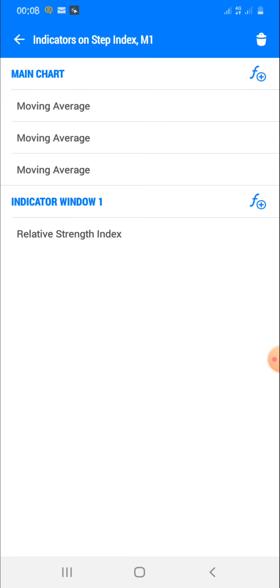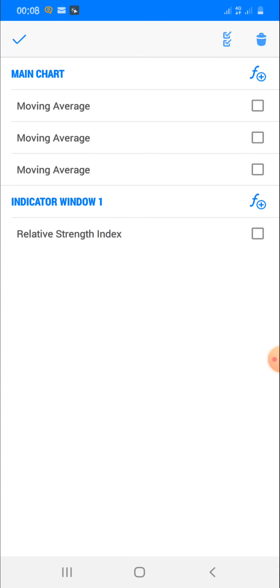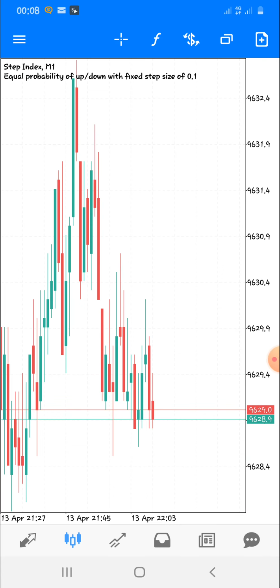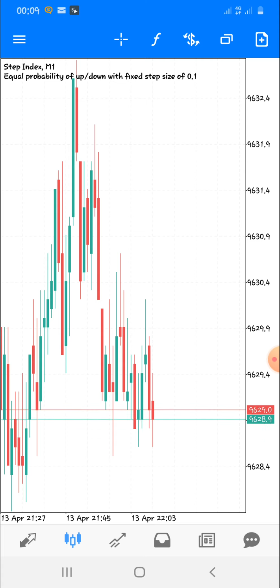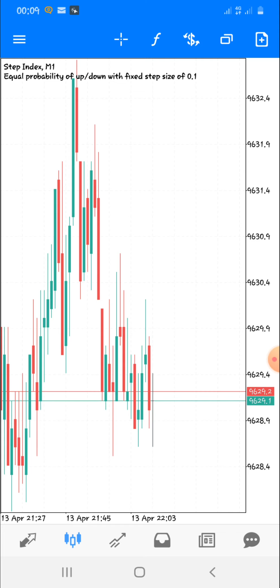Let's first clear the way here. Our chart now is clean. So what we're going to do, we will first insert the indicators into our main chart.